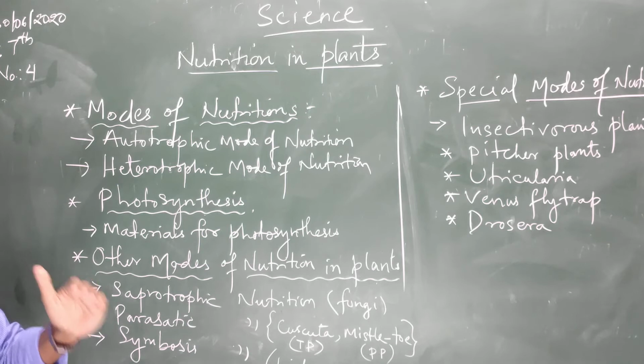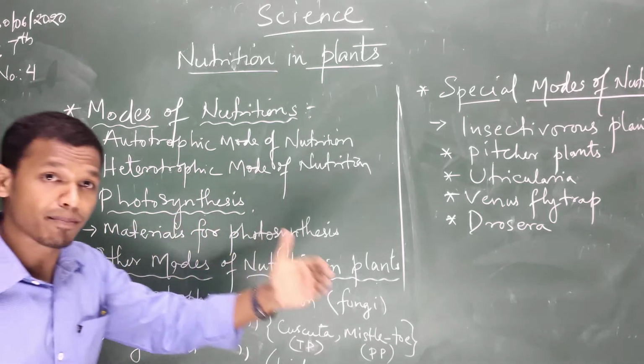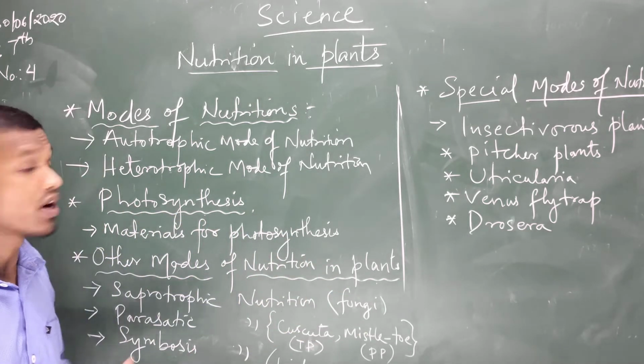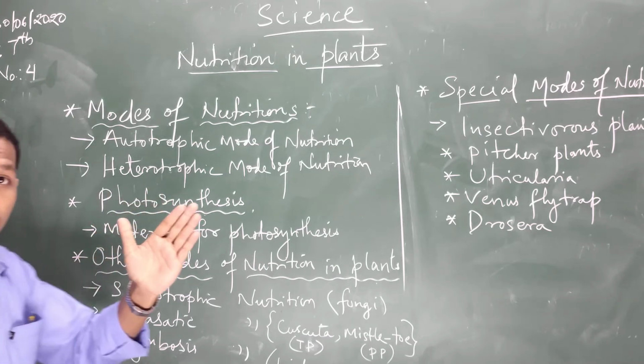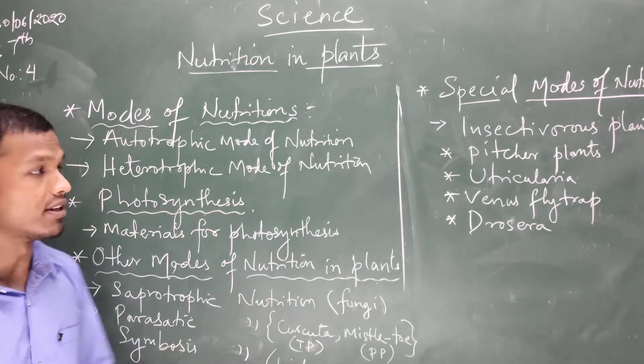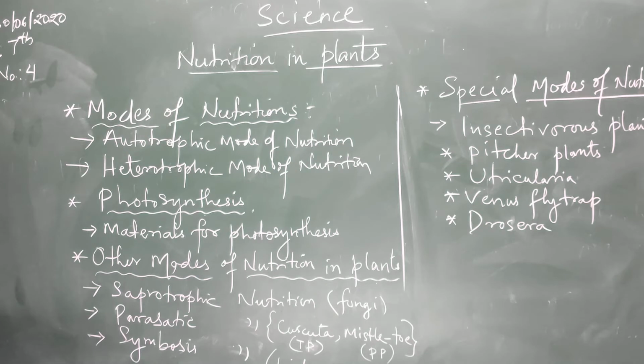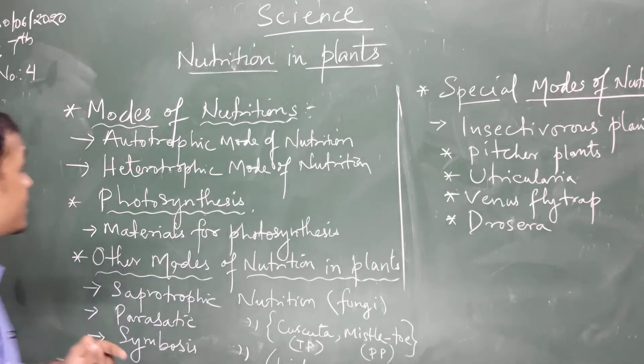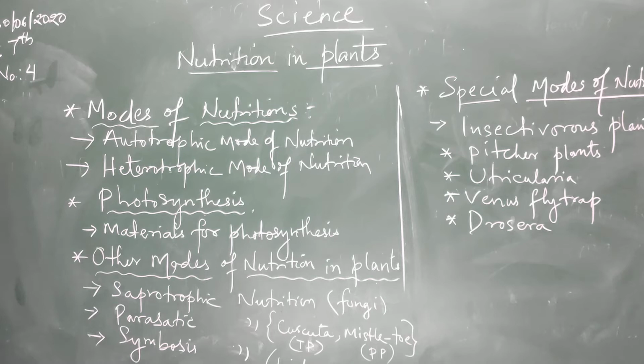What mode of nutrition takes place in plants? What mode of nutrition is carried out in human beings and animals? Already this topic has been covered. You have clearly understood what the modes of nutrition are. There are two types of modes of nutrition: the autotrophic mode of nutrition, and the heterotrophic mode of nutrition.